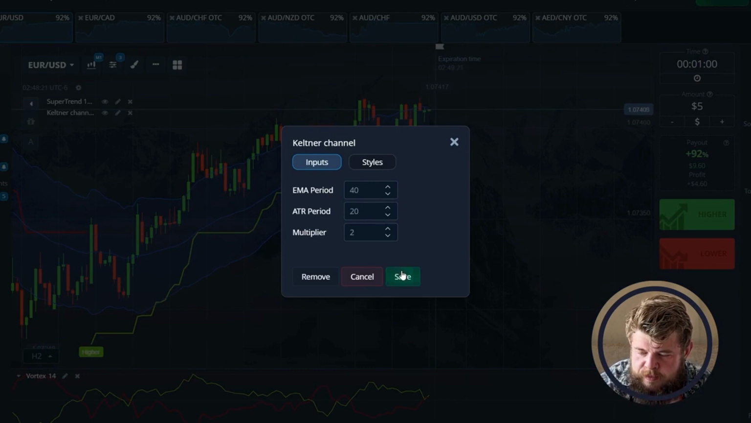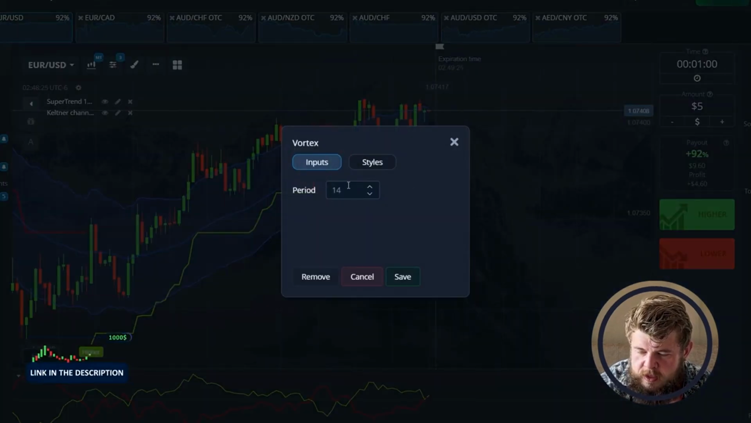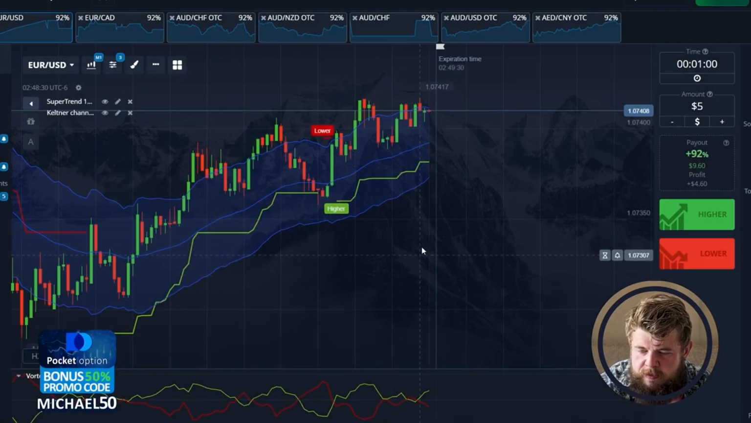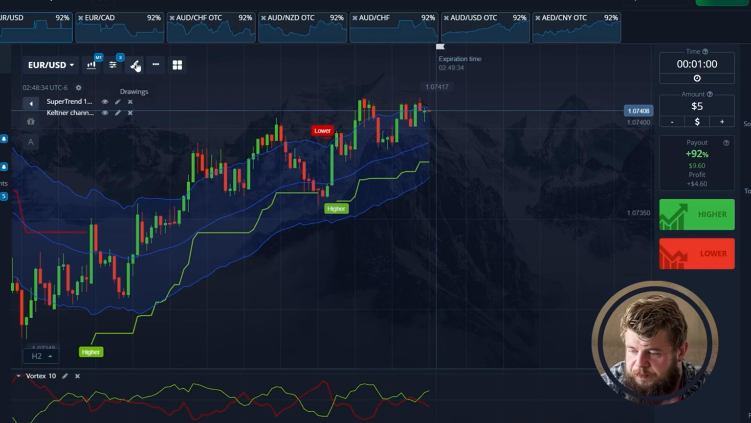Okay, so let's save it. Fine, let's set the Vortex oscillator. Okay, let's put the period of 10, save, fine. So now we are ready to finally start our trading session for today.